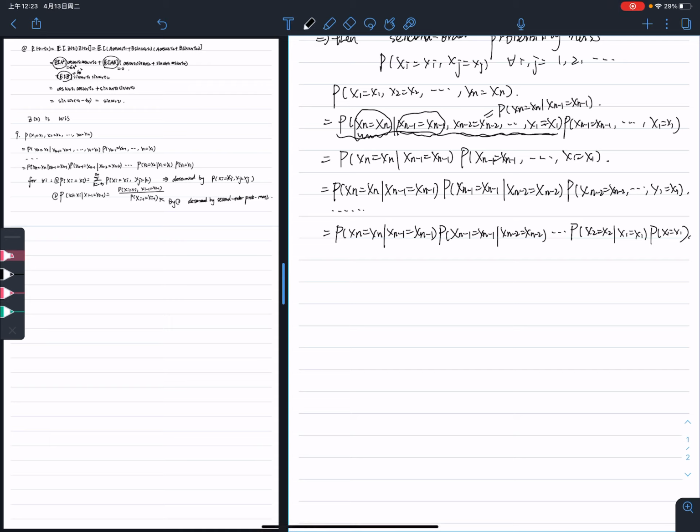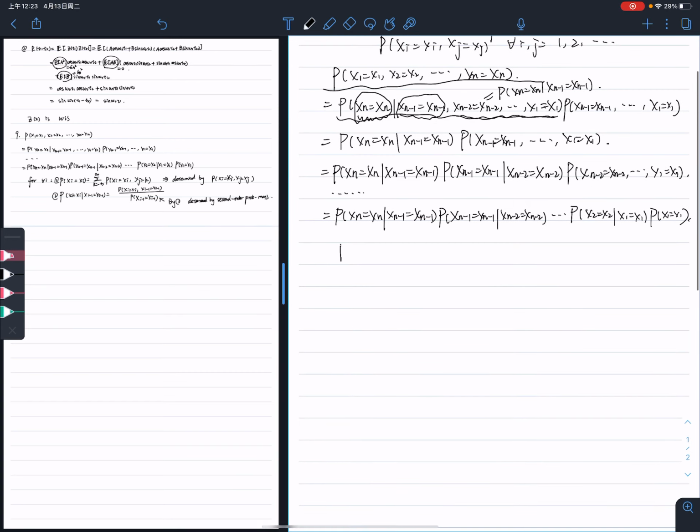So furthermore, we know that this joint probability only depends on conditional probabilities of this form and the probability of X1 = x1. So if we can show that these two parts can be statistically determined by the second order probability mass, then we finish the proof.